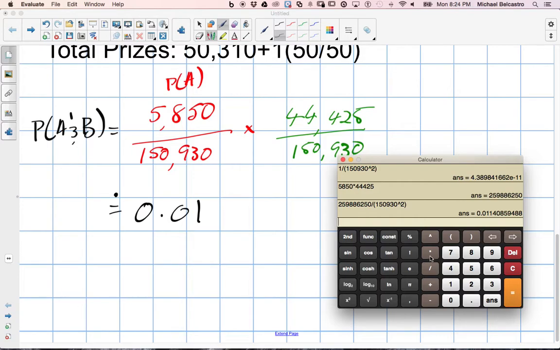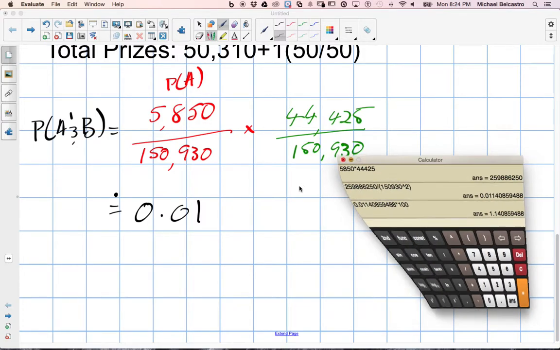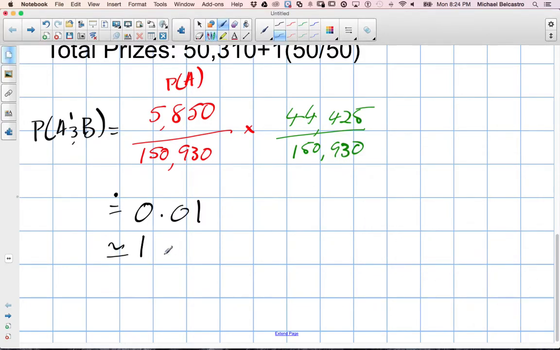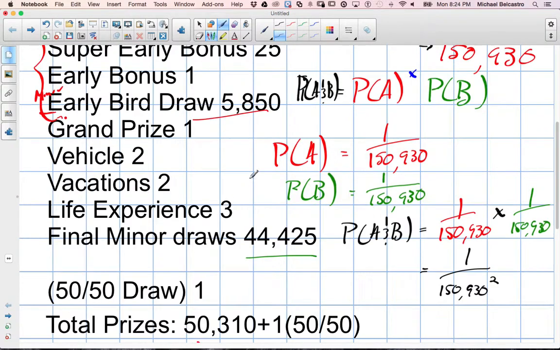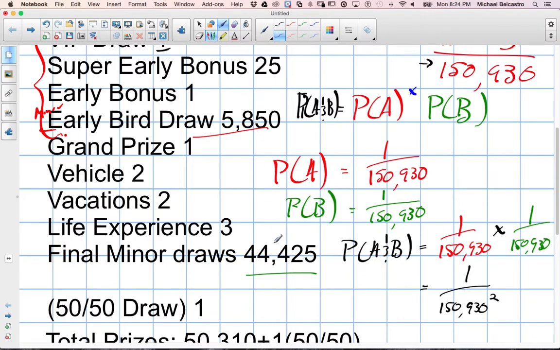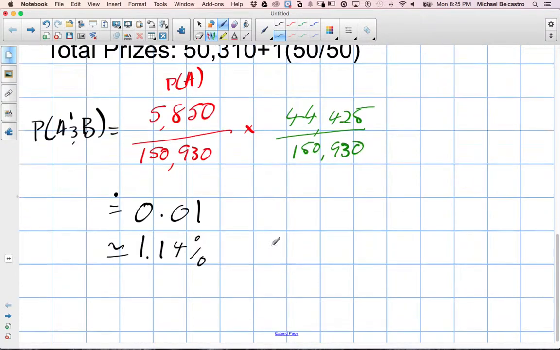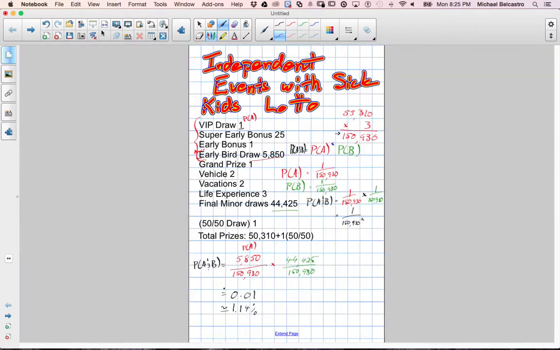where is it? Here we go. We technically take this value and multiply by 100 to find a percentage value. 1.14, so approximately a 1.14% chance of winning one of those little prizes. Okay? Well, of winning both of those prizes, or one in both of those. Again, pretty unlikely it's going to happen. But that's the idea of independent, where we take that ticket out and we put it back in. The first event did not affect the second event.